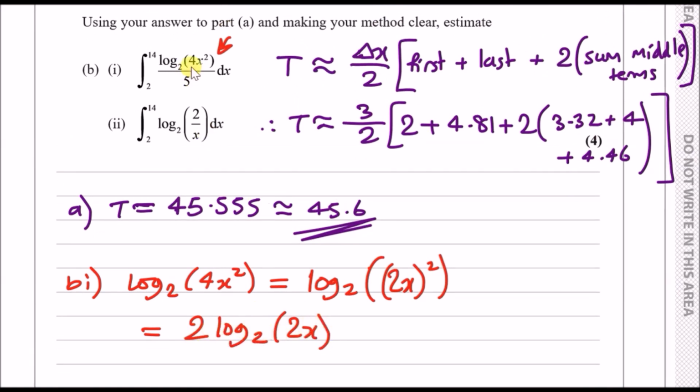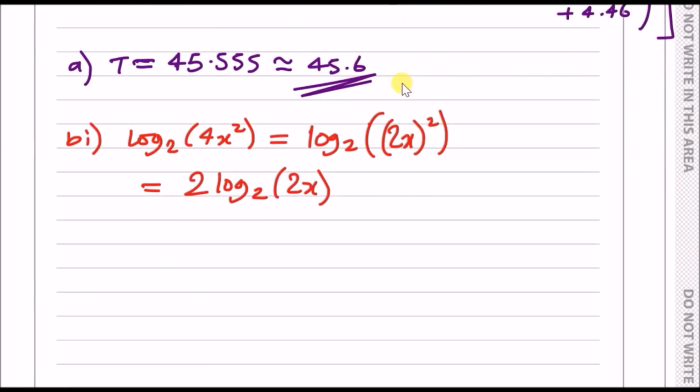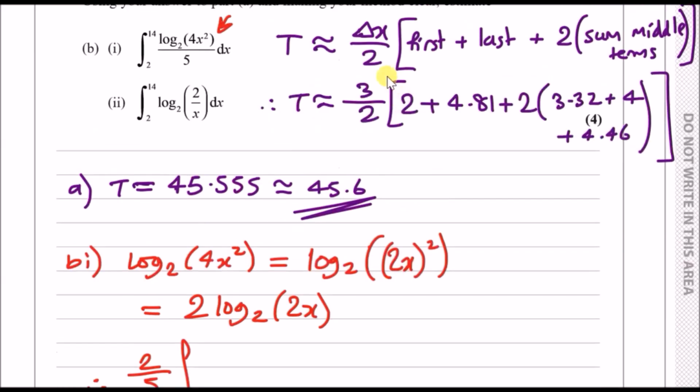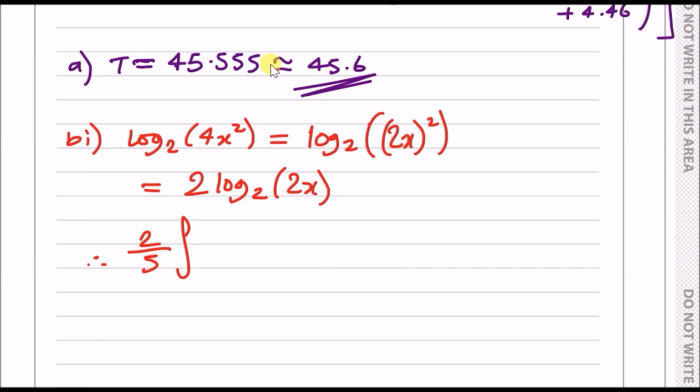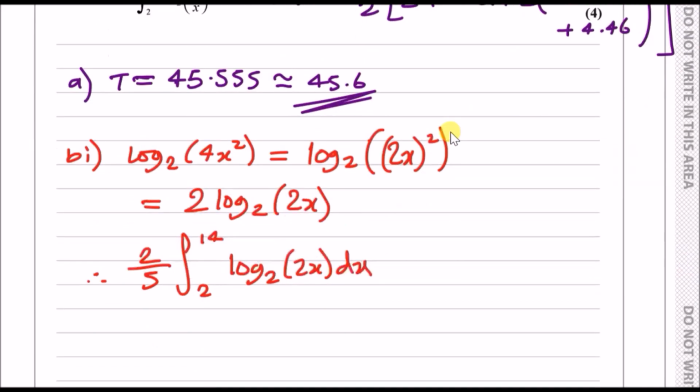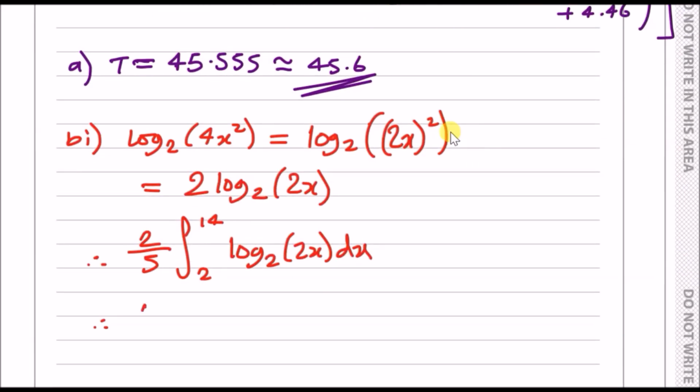So if we put this all back into the integral and take this 2 and this 5 behind the integral, when you've got constants like 2 and 5, they have no effect in the integral, so you can put them behind. You're essentially going to have 2 over 5 and the integral of the rest of this, 2 to 14 of log 2 of 2x dx. And we know what this integral is, we just evaluated it in part A. We got 45.6. So the answer is going to be 2/5 of that, but it's always better to use a full answer.